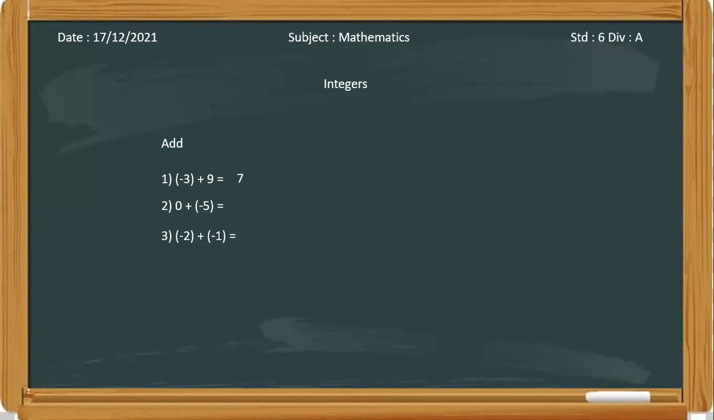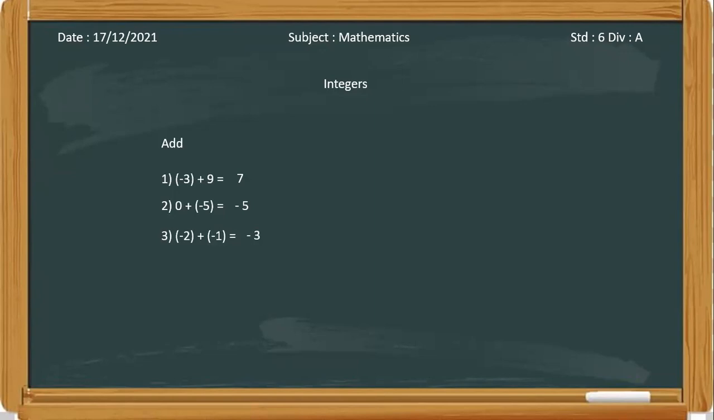There is similar, minus 5, right? The next one, minus 2 plus minus 1. Minus 3. So this is all about the addition of integers. Does anyone have any kind of doubt in addition of integers? Because we are going to use these rules of addition in subtraction. No, ma'am, no doubt.